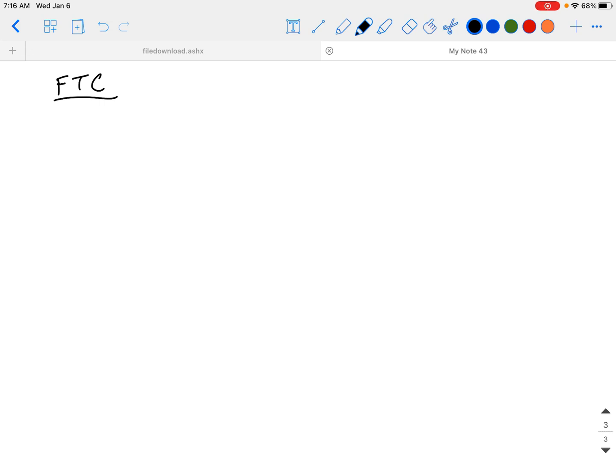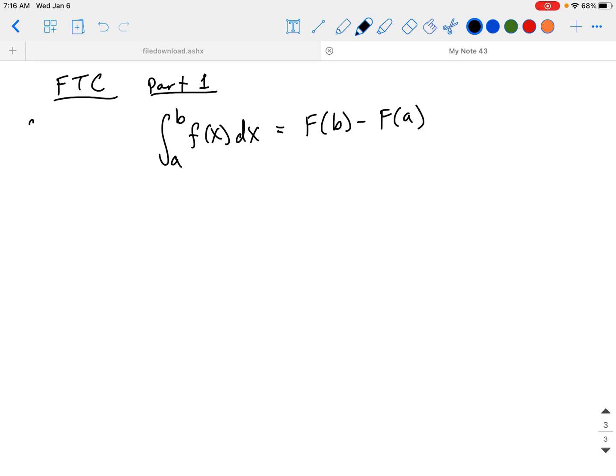So there's two parts to it. So for us, we defined part 1 as the way that we evaluate definite integrals in general. So if we have the integral from a to b of little f dx, that is equal to capital F of b minus capital F of a. So note our assumption is always that f is continuous on our interval a, b. So we'll note that that's our main assumption for our theorem.